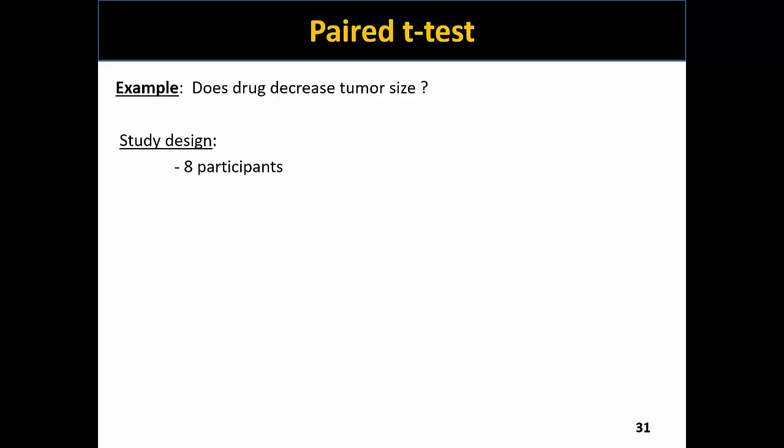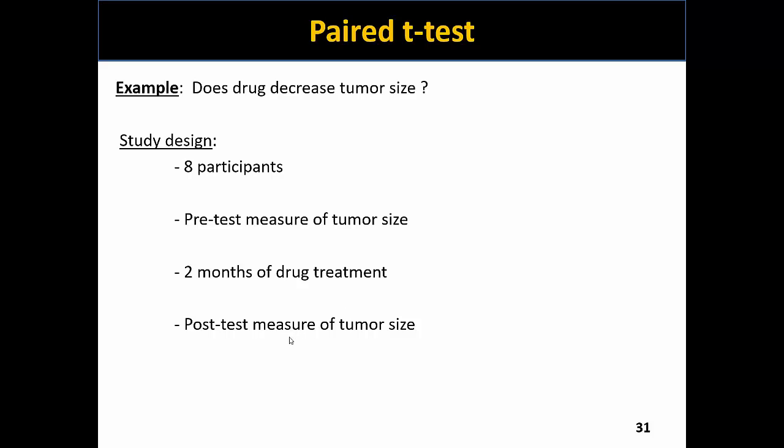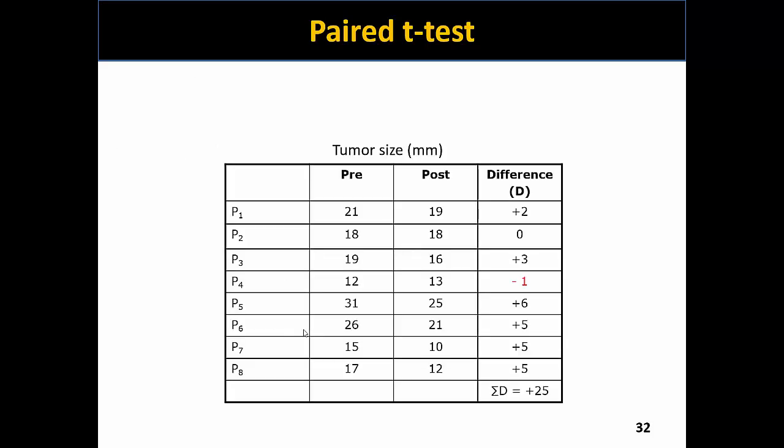In this particular study, 8 patients that were diagnosed with tumors were recruited, so it's a fairly small sample size. Pre-test measures were obtained of the tumors of the patients in this study. The patients were then prescribed a new experimental drug for 2 months, and then post-test measures of tumor size in the same participants were obtained. This chart here summarizes the raw data in tumor size.